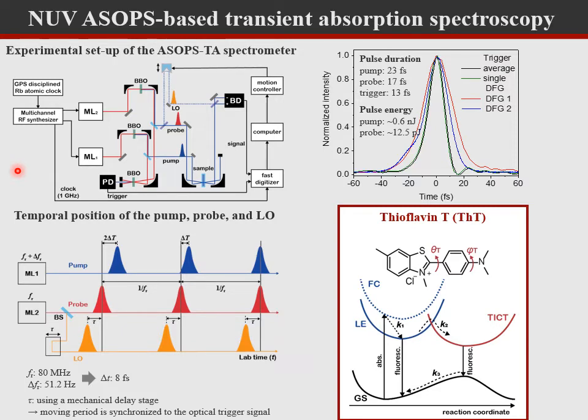The pump and probe pulse trains were non-collinearly focused at the sample in a flow-type cell with a thickness of 100 micrometers. At the sample position, the single pulse energies of the pump and probe beams were 0.6 nanojoule and 12.5 picojoule respectively. After the interaction with the sample, the intensity of the probe beam was measured in the positive port of the balanced detector.